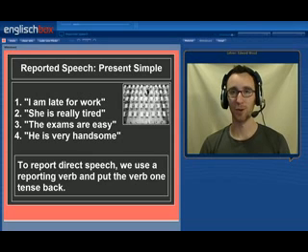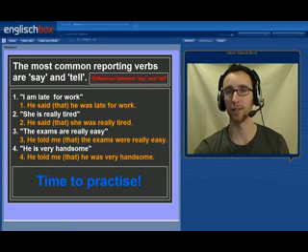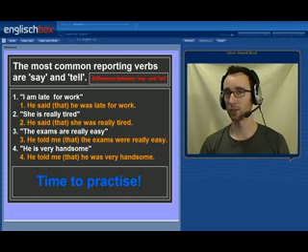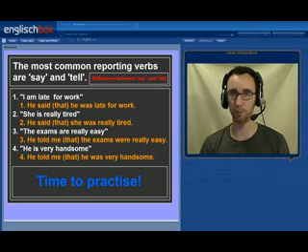Well, it's very easy. All you have to do is to use a reporting verb and then use the verb in the direct speech, but put it back one position in the tense system. So, if we look at these examples again, in white you can see the direct speech, and in orange you can see the reported speech. The most common reporting verbs are to say and to tell. If you'd like to see a video about the differences between these two verbs and when you can use them, then please click on the link provided.